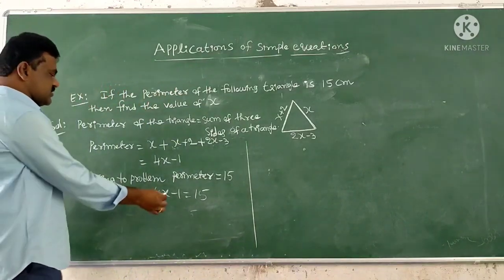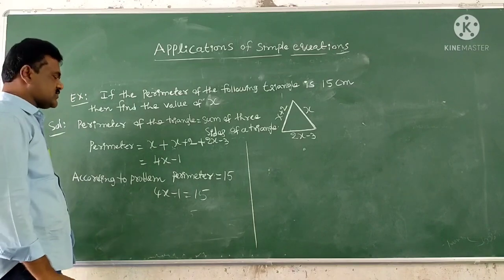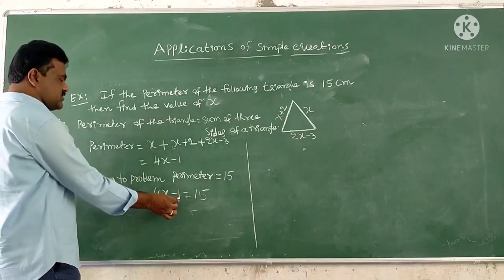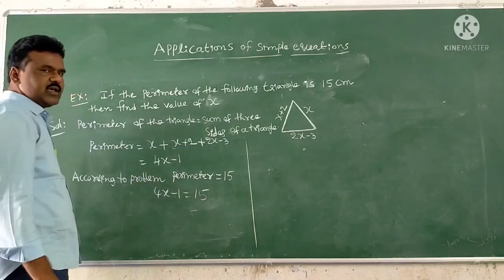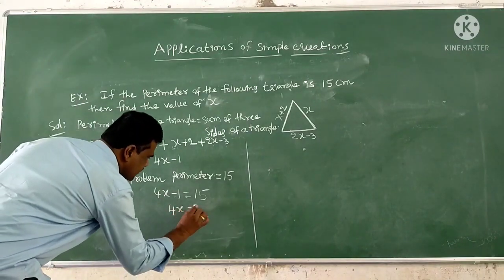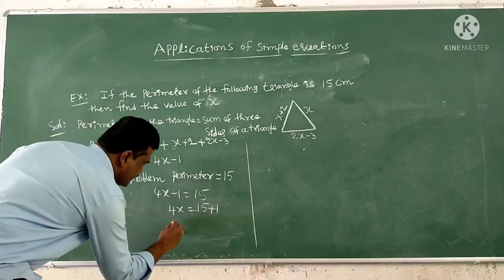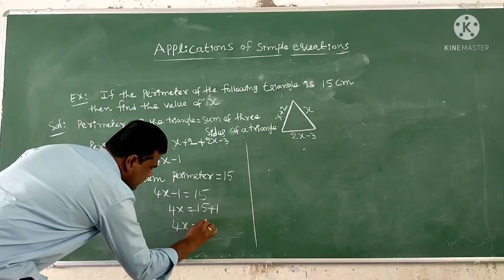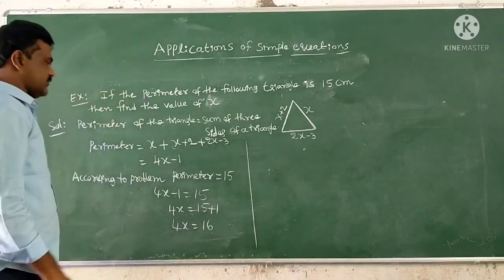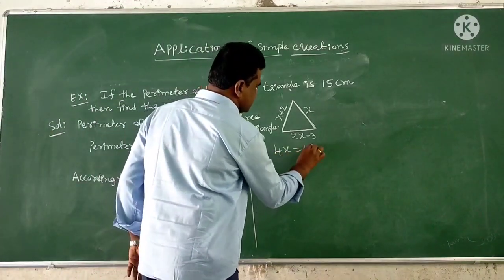Now transpose minus 1 to the RHS, it becomes plus 1. Then 4x is equal to 15 plus 1. Therefore, 4x is equal to 16.